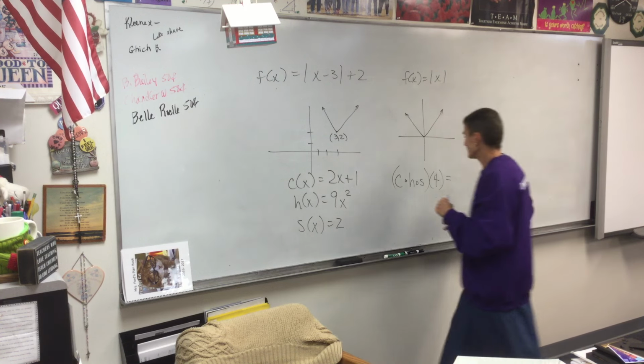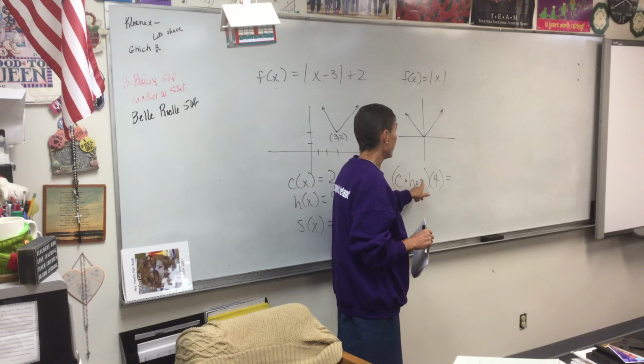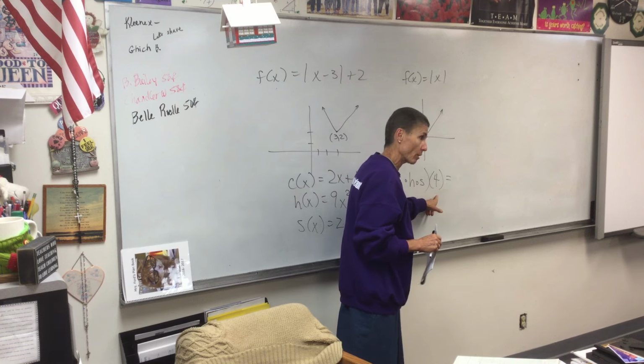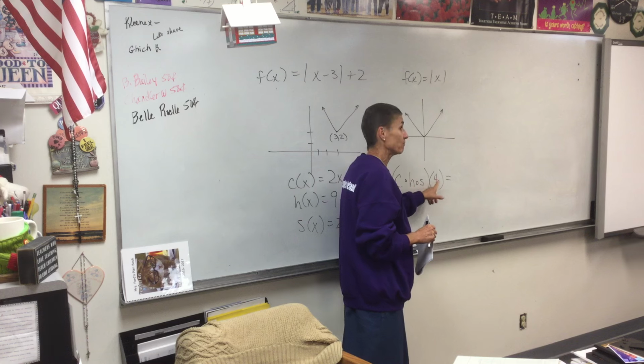All right, so we're going to find C of H of S of 4. Now, you're thinking, Miss Ford, that's not fair. We've never done that before. Yes, we have, but we didn't do it with 3 functions before. But the idea is the same. This says C of H of S of 4. So S of 4, that's where we're starting. Read it: C of H of S of 4.